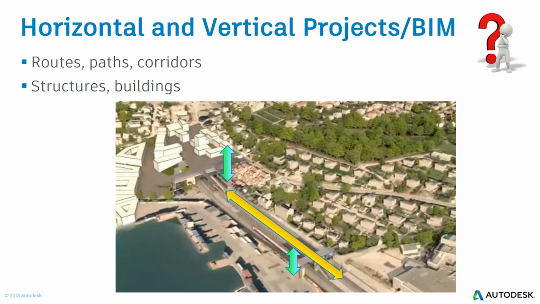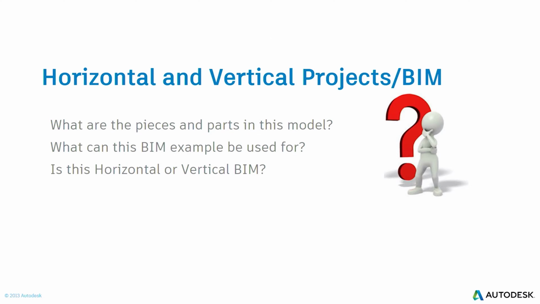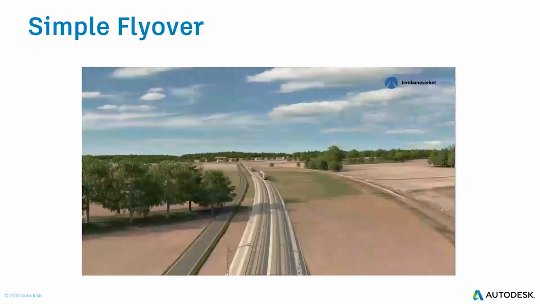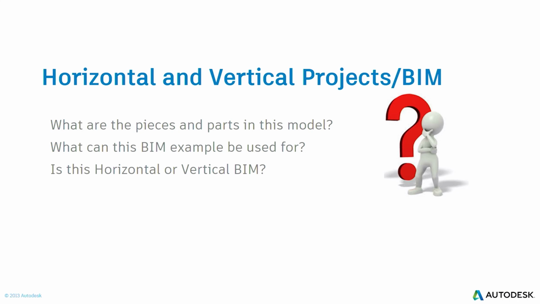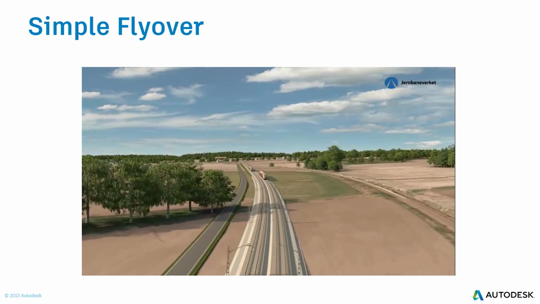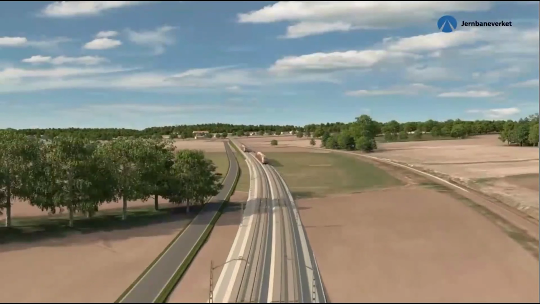So as we look at the next video, I want you to think about horizontal and vertical projects, and I want you to ask the questions that I put on the slide: what types of infrastructure they are, what this BIM example can be used for, and what the pieces and parts are. Okay, when I say pieces and parts, we're talking about BIM digital assets, right? Digital assets. And let's take a look at that video. And it should launch by itself. There we go.